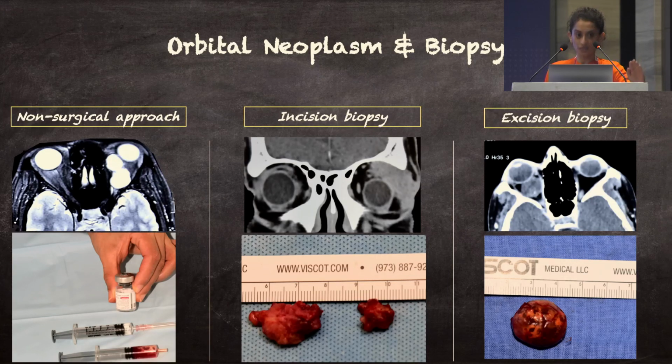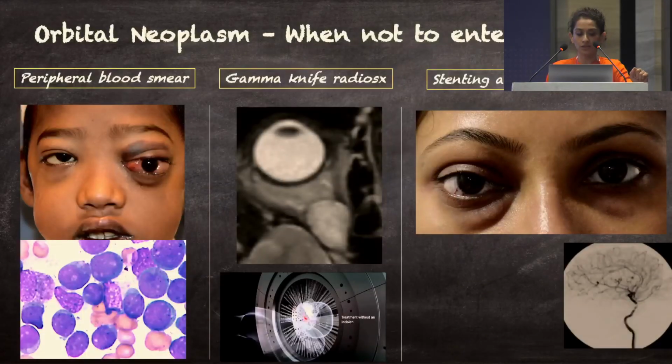Non-surgical approach, yes, we have lesions where we approach non-surgically. Incision biopsy in those cases where we want diagnosis and excision when it's a well-defined lesion. There are situations where you don't even go inside. Like, when you're suspecting a granulocytic sarcoma in a child, it's just peripheral blood smear, gamma knife radiation in risky lesions in the apex, and stenting and coil embolization in vascular lesions.